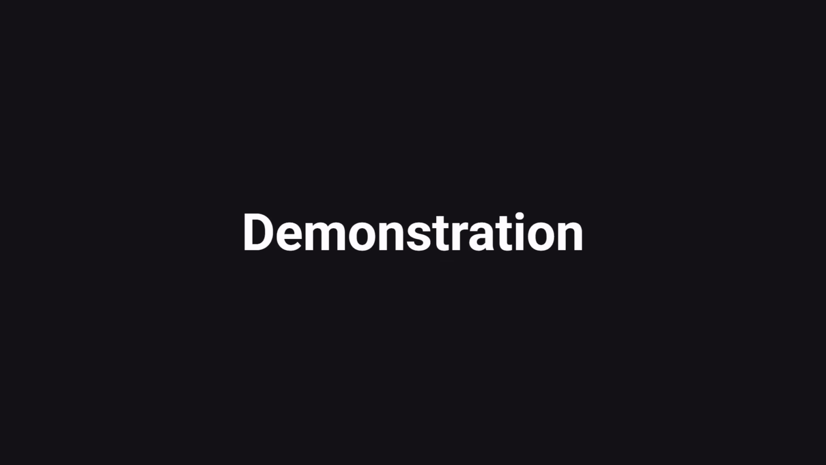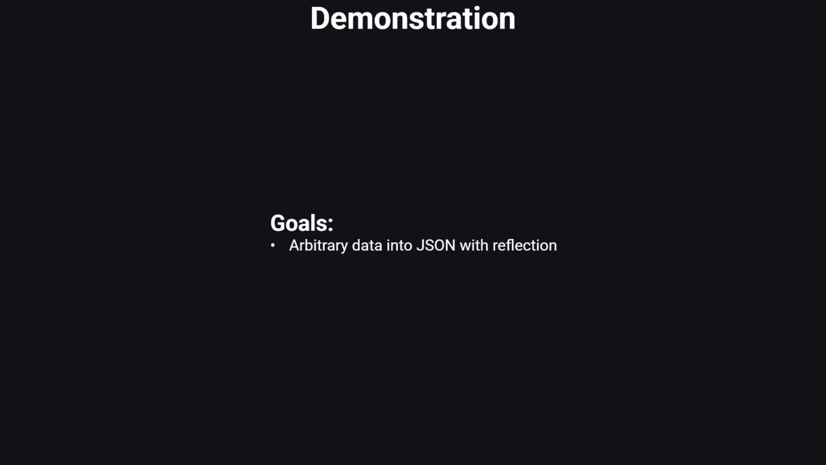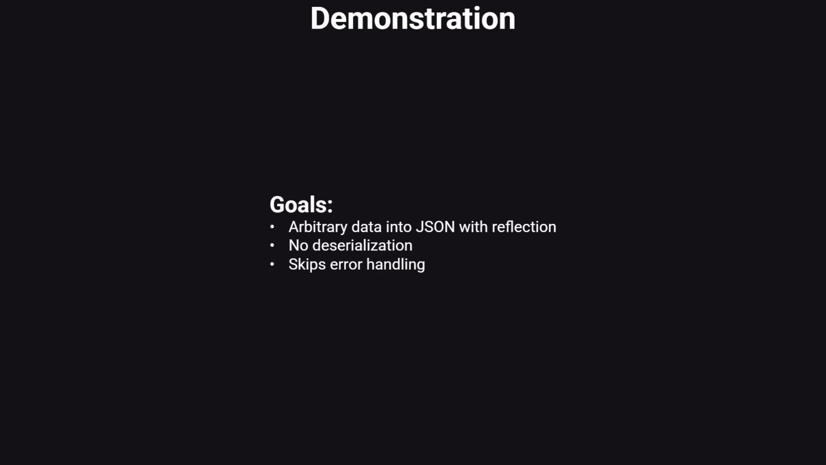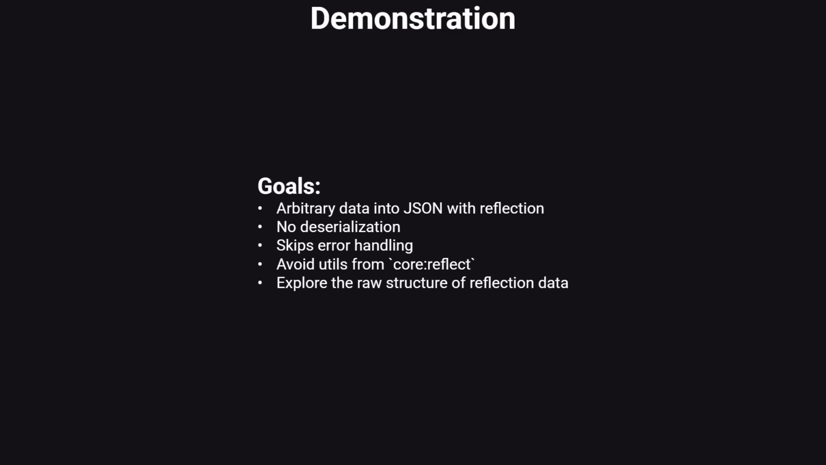Now, I'm going to walk through the process of using reflection to do some basic serialization. We'll implement a few procedures that allow us to turn arbitrary data into JSON, using reflection to do everything automatically. There won't be any deserialization here, since that's a lot more complicated, but after watching this video, you should be well equipped enough to read the implementation inside of Odin's core library if you're interested. We also won't be doing any proper error handling for simplicity, and I'm going to avoid the core reflect package, which could provide some helper functions, because my goal is to showcase the raw structure of this reflection data.